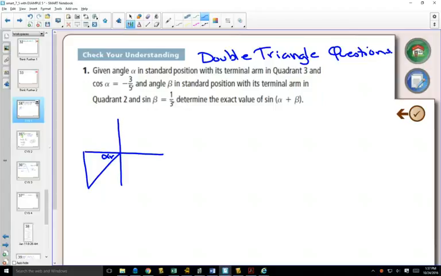So in quadrant 3, you draw your triangle with your reference angle. There's our reference angle for alpha. And we know cos, which is adjacent over hypotenuse, makes this 3/5. A squared plus b squared equals c squared, and you could calculate that this is going to be 4.